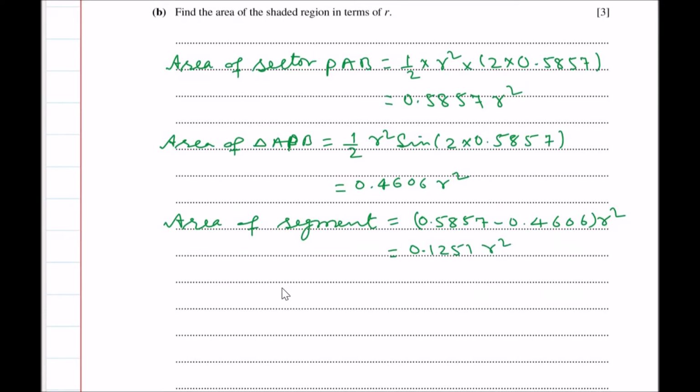Okay, area of segment we got. We need to find the shaded area. So shaded area will be given by 2 times this. So 2 into 0.1251 r squared, and that is given by 0.2502 r squared. So this is your answer.